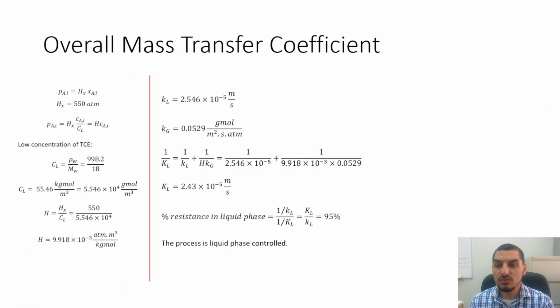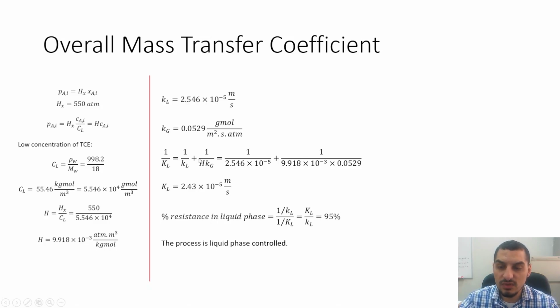Now to get the overall mass transfer coefficient, it's just a direct substitution in the equation. 1 over K equals 1 over kL, the local one, plus 1 over H kg. This is 1 over kL, this is 1 over H kg, and then we get the overall mass transfer coefficient with this value. Before even checking, there is one missing part that I didn't mention here, I'm sorry, which is the value of H.